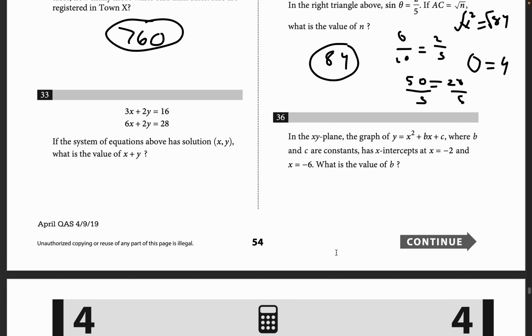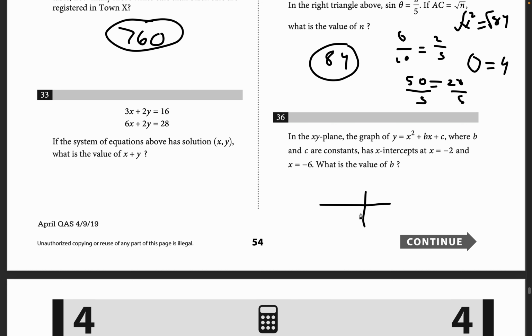In the xy plane, the graph of this parabola has x-intercepts at x equals -2 and x equals -6. What is the value of b? Okay, so let me think about this one. Okay. Let's draw a graph.